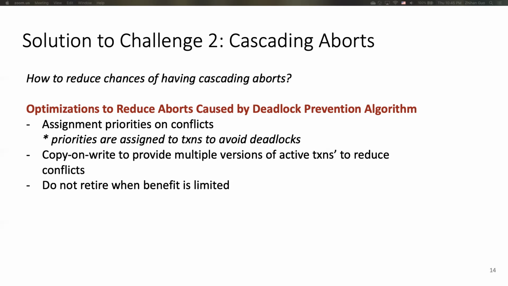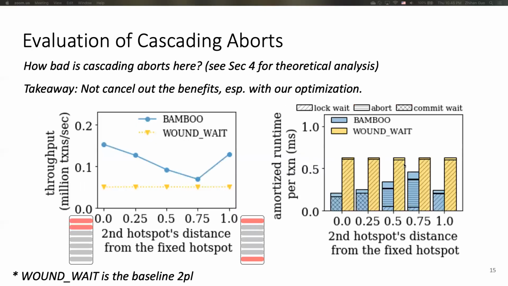So the last thing to mention is that intuitively, cascading aborts may not be too bad in cases where the chances of having deadlock are rarer than the chances of having a conflict. And we have a theoretical analysis on this in the paper. You can check section 4 for that. And here we'll just show some empirical results.